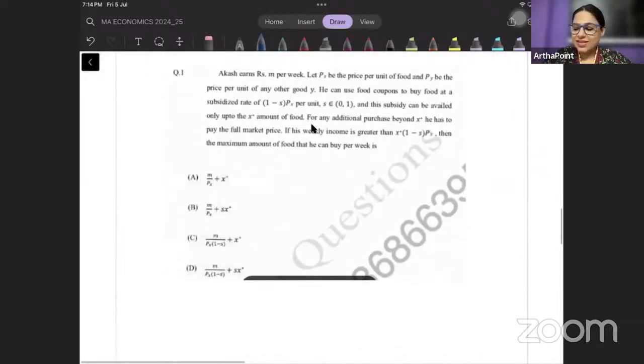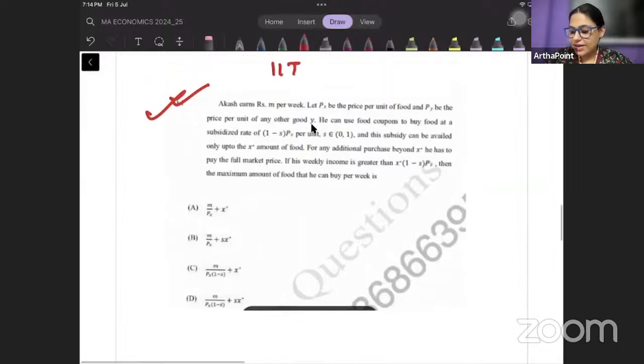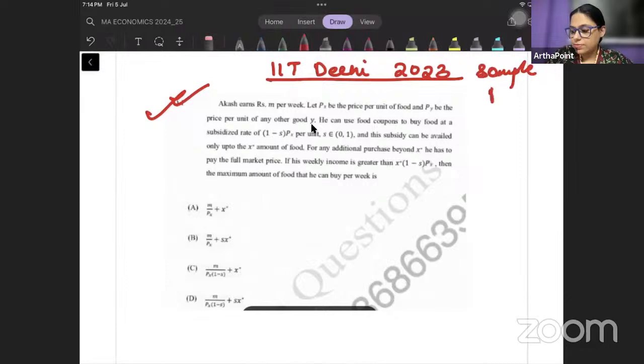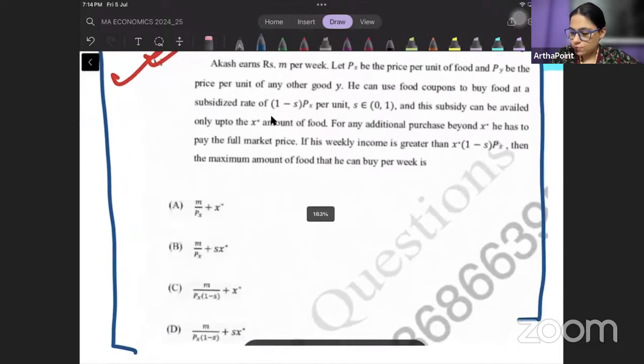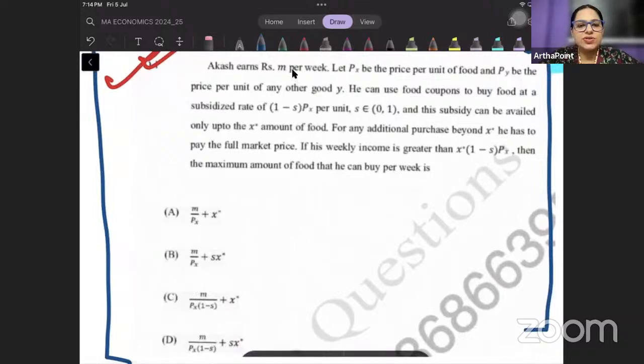Let's see. This is based on budget line and food stamp program. This is again IIT Delhi, beta, 2023 paper, sample paper. I really want all of you to answer this correctly. Many questions like this, similar kind of question, have already come in many DPPs. All of you should be able to answer me this question correctly. Please go ahead and do this. Very simple question. I will just zoom this for you. Go ahead, try to answer this.